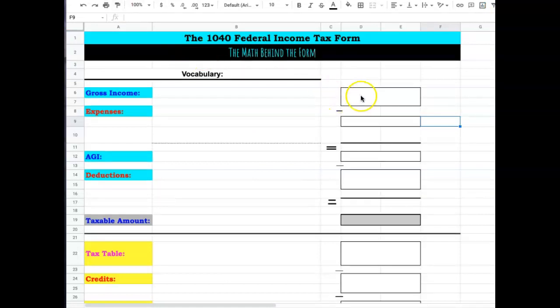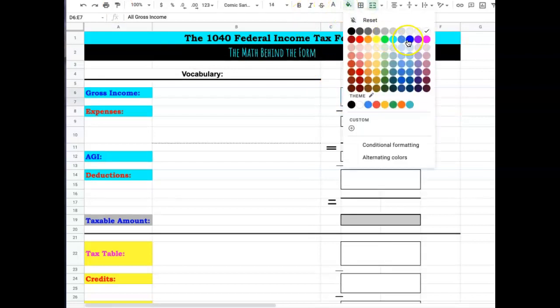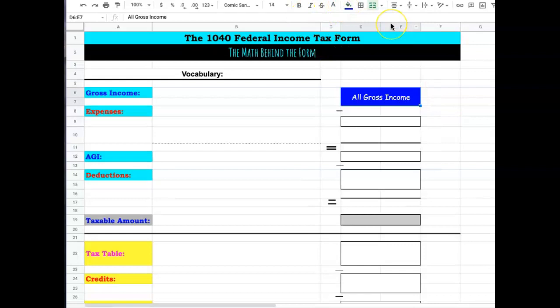So we start with, and you have this file open as well, we start with all gross income. So we're going to put that up here. And what you're seeing here is our little version of something minus something equals something, and then minus something else equals something else. So these are minuses and equal signs out here.